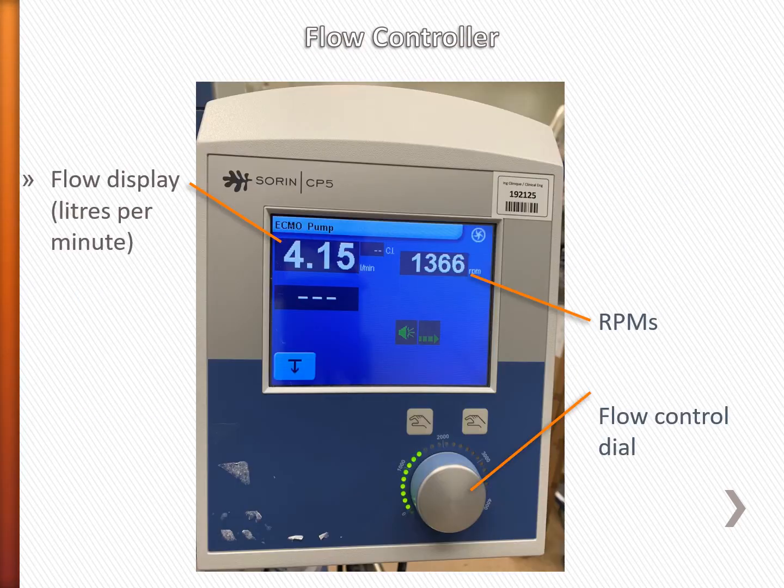This is the flow controller. This will show you how fast your blood is moving and how fast the pump is spinning. Here we can see 4.15 liters per minute is how fast the blood is flowing. And the pump has a rotation per minute of 1,366. This is all controlled by the dial below. Turning it up and down will increase and lower your RPMs.